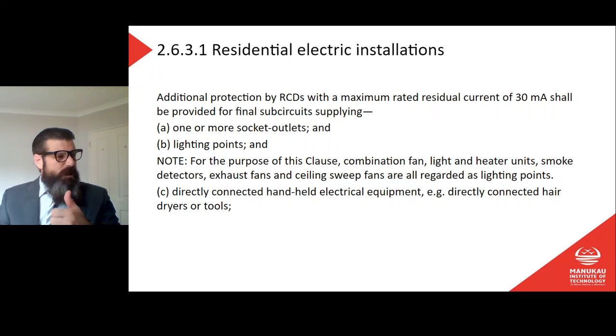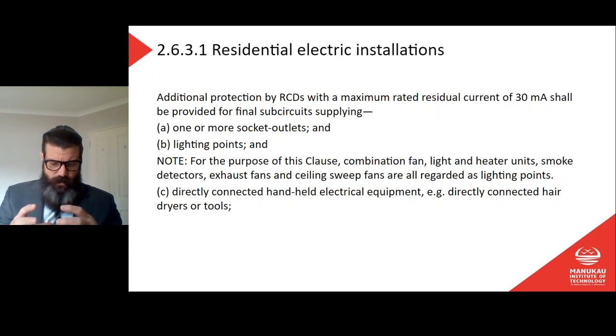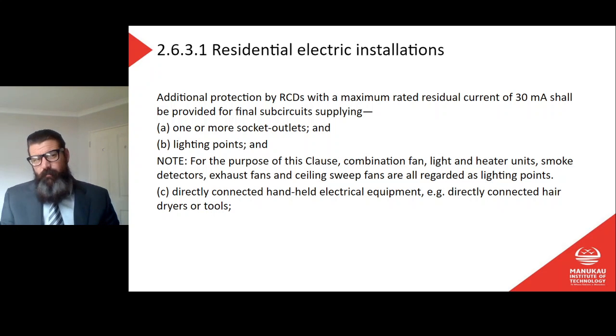Off the top of my head, things like an oven. An oven is directly connected. It's not a light. It's not handheld. So that doesn't need to be protected by an RCD. A dishwasher or the old waste disposal unit, possibly. Although most of the time, those will be connected by a socket and therefore would need to be protected. If they were directly connected though, then you could argue they don't need to be protected.